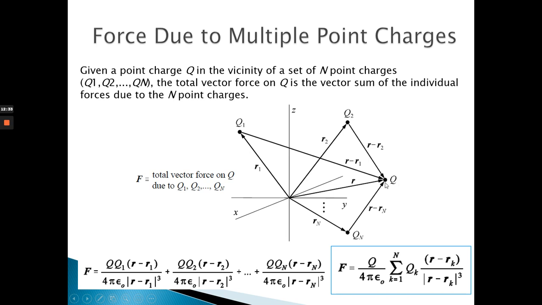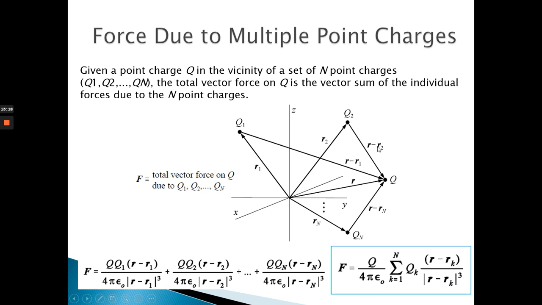Let's say there is a charge Q, and there are many charges surrounding it, like Q1, Q2, Q3, Q4, and so on, up to Qn. Meaning n charges are surrounding the charge Q. So we want to find out the effect of all the charges on Q, meaning the total vector force on this Q due to all the different charges.